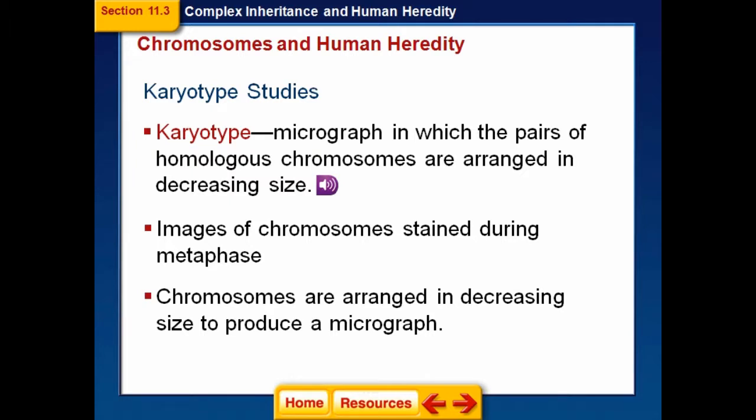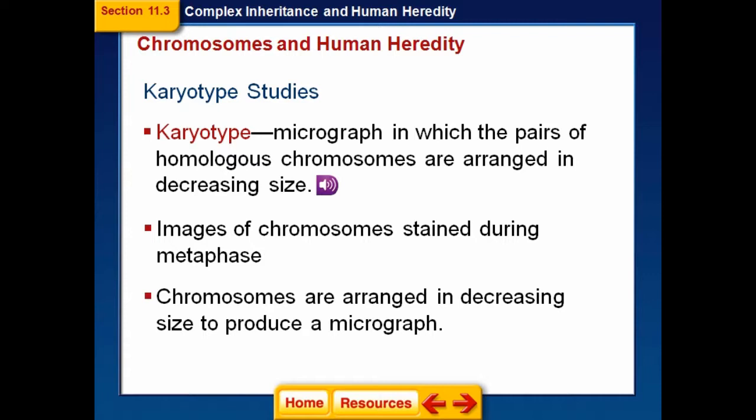So our first subject is chromosomes and human heredity. A karyotype. It's a micrograph, or in other words, it's a picture taken with a microscope, in which the pairs of homologous chromosomes are arranged in decreasing size.